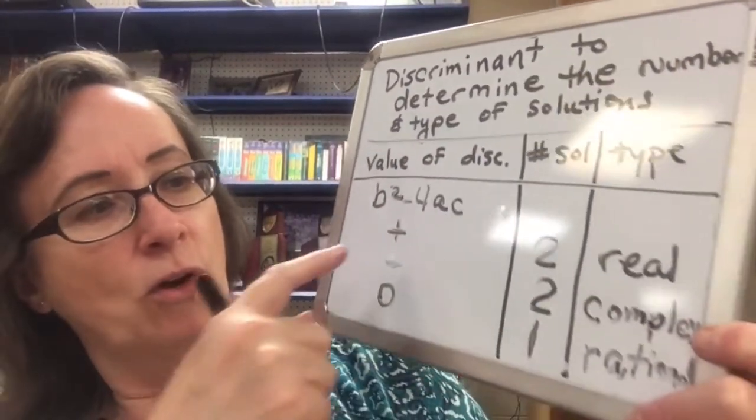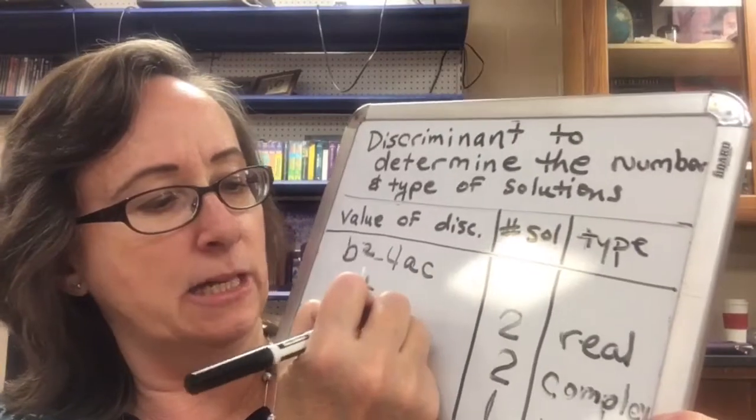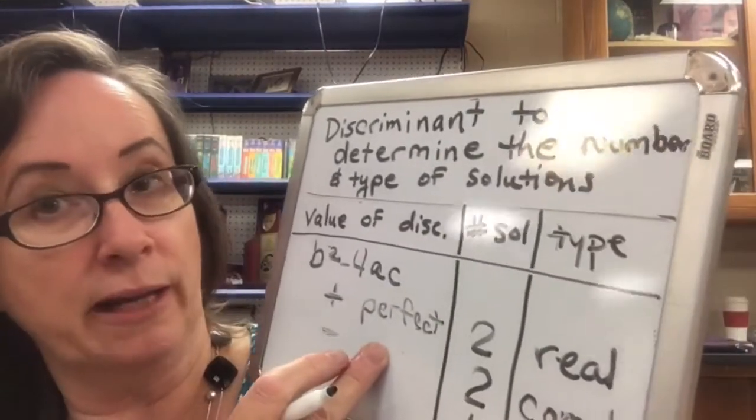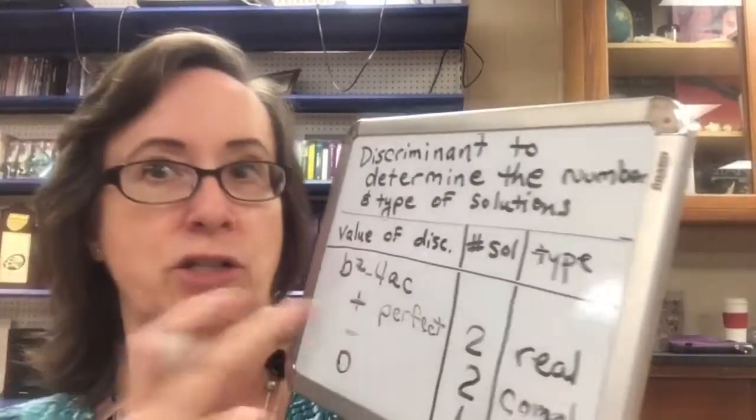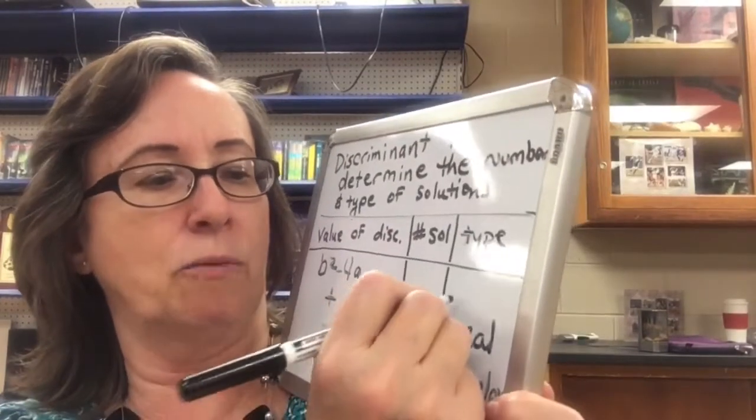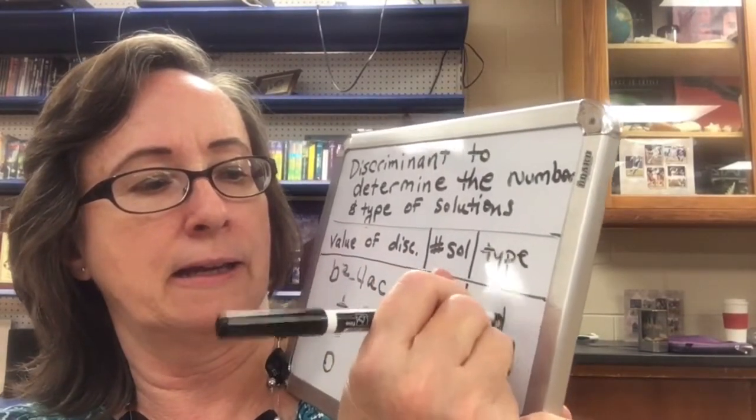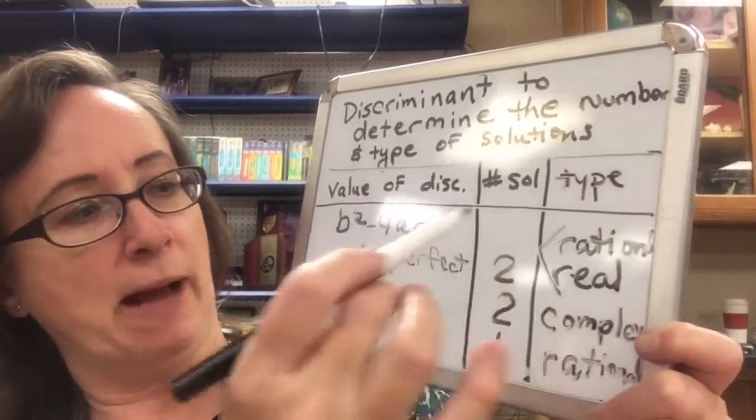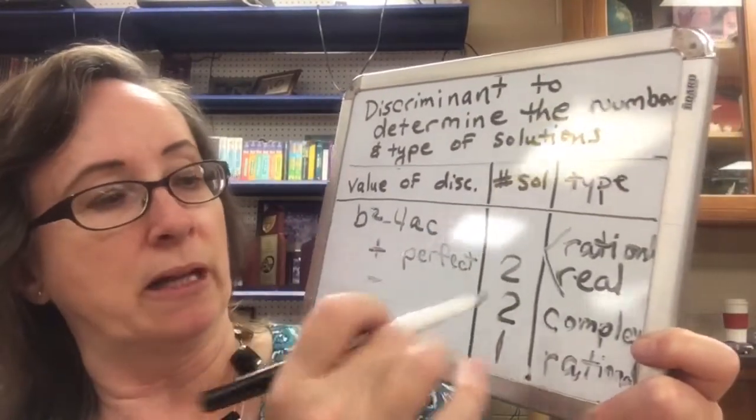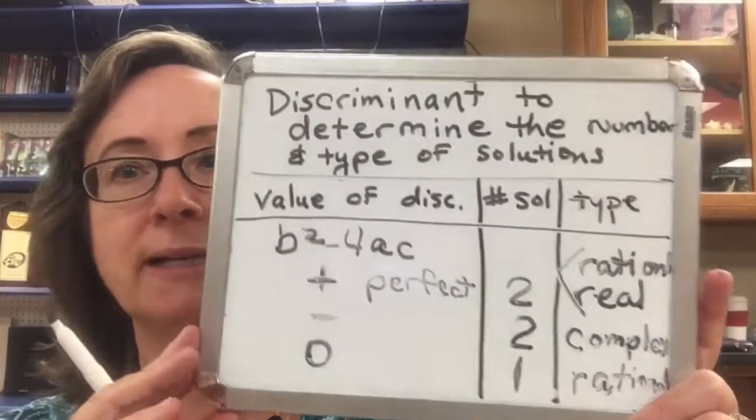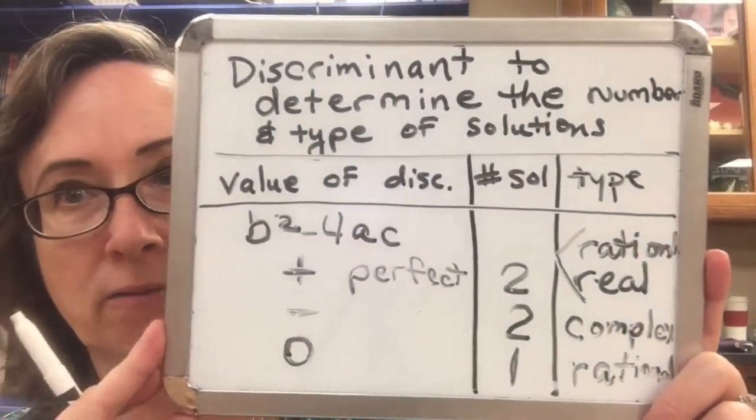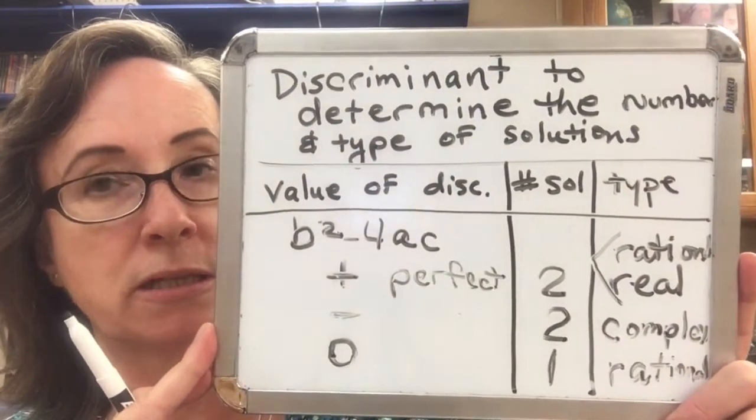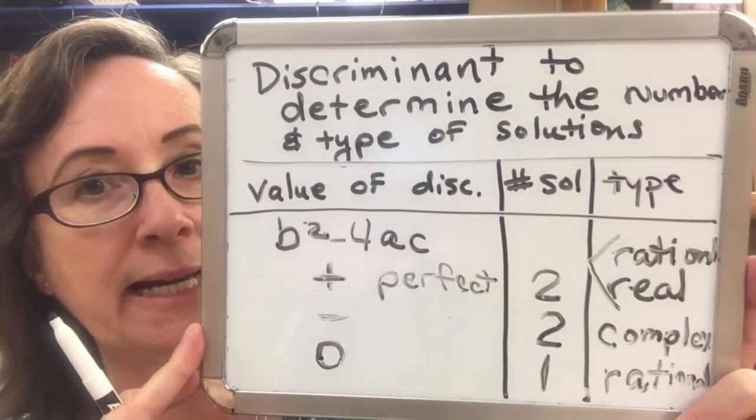And if we had a positive and a perfect square underneath the radical, then we would have two real but also rational solutions, because it would come out of the radical. If we had just a positive, it would be real, and we would have two of them. The only time we have one solution is when we have a 0 as our discriminant. So looking at the discriminant is a very important tool for knowing what kinds of solutions we will be coming up with.